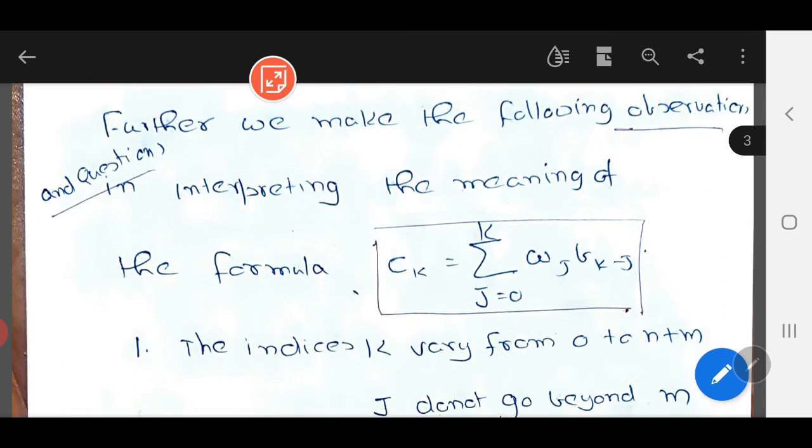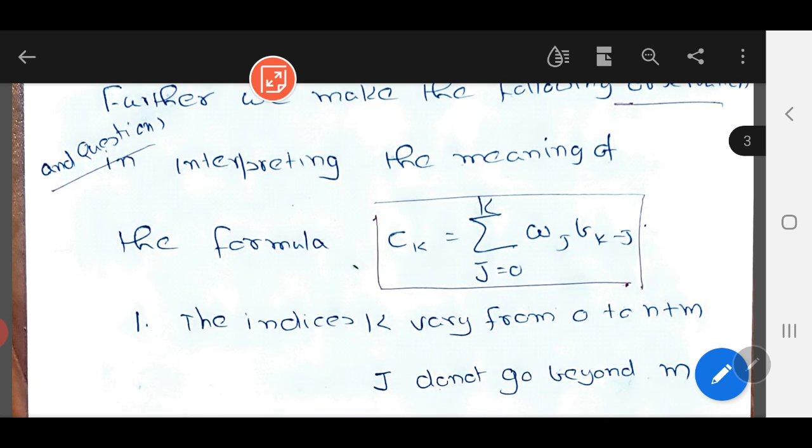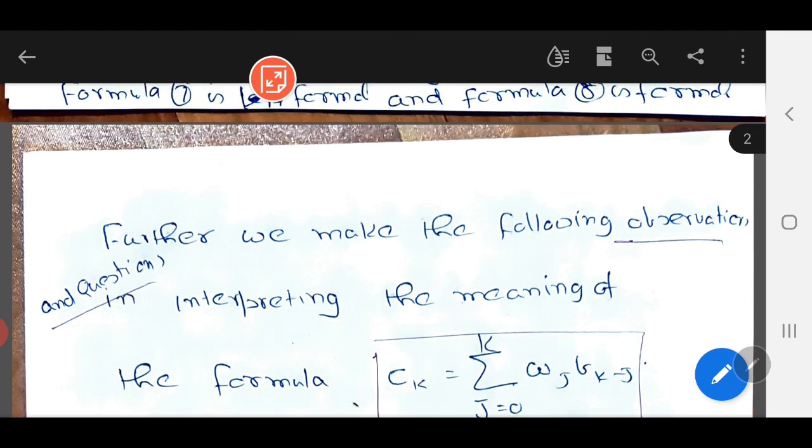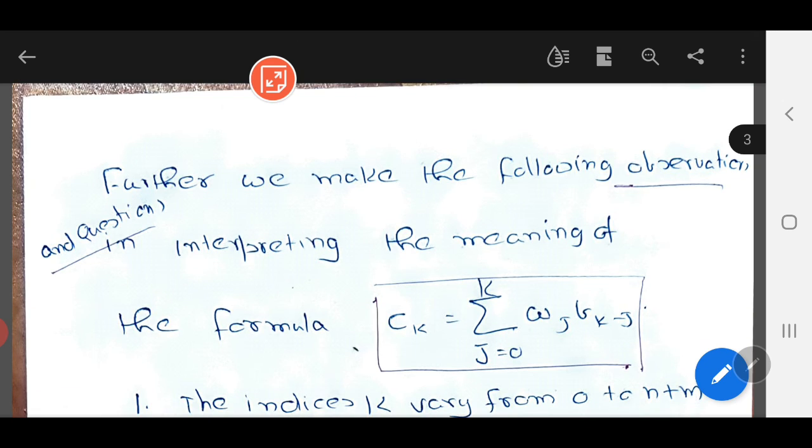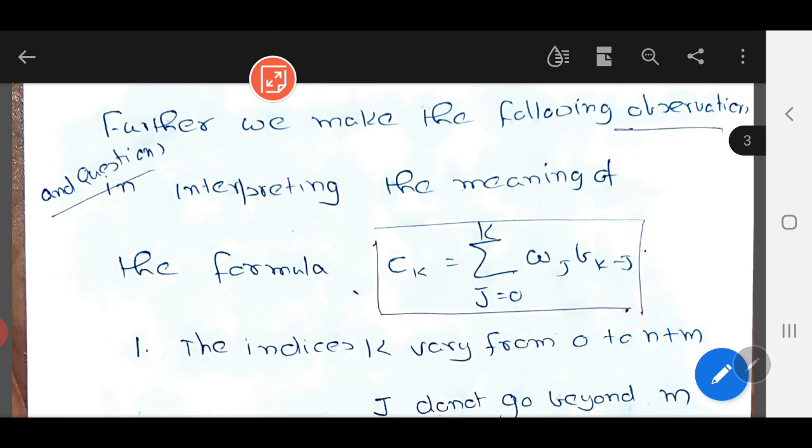So now that is what we are looking at. This is Ck equal to the sum over j equal to 0 to k of Aj B(k minus j). We are fixing k, remember that, and we are varying j from 0 to k. But what are the values that k can take? The k can take values from 0 to n plus m.